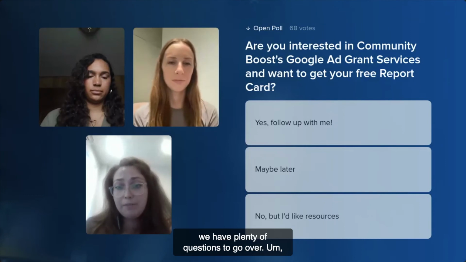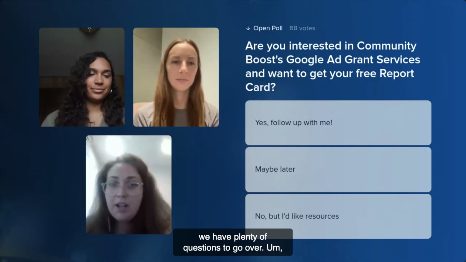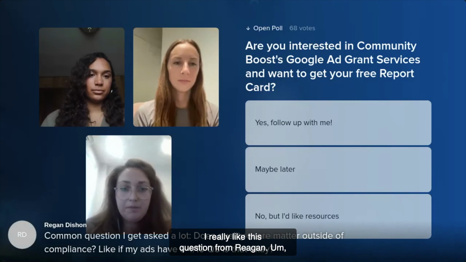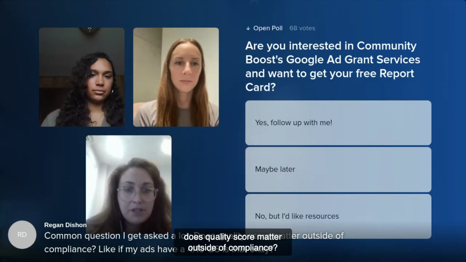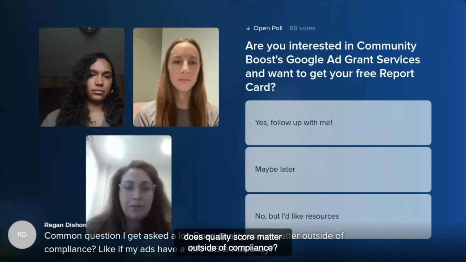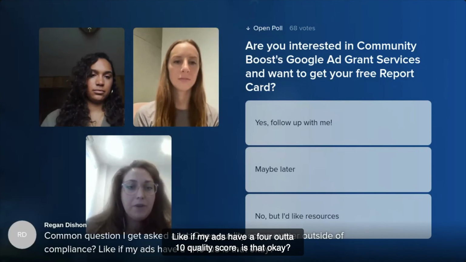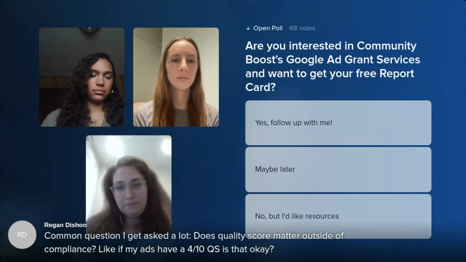That being said, we have plenty of questions to go over. I really like this question from Reagan. Does quality score matter outside of compliance? Like if my ads have a 4 out of 10 quality score, is that okay?